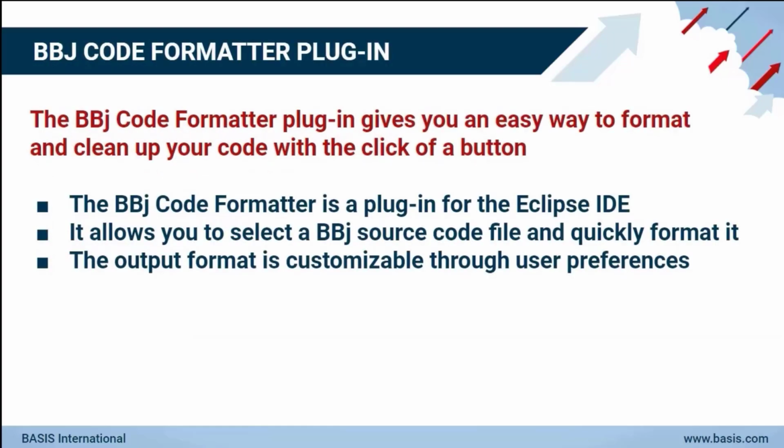What is the BBj code formatter? Basically, the BBj code formatter plugin gives you an easy way to format and clean up your BBj code with the simple press of a button. It's tied in directly with Eclipse and becomes easily accessible when you download and install the BBj utilities. It allows you to select the BBj source file that's open in the editor and quickly format it to a specified standard. The output that's generated can be customized and fine-tuned through the user preferences.